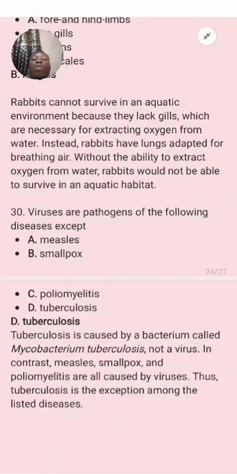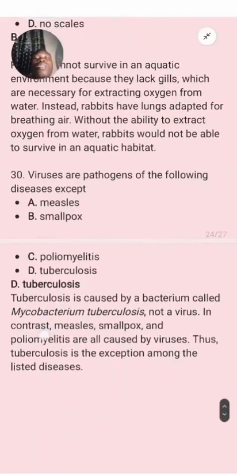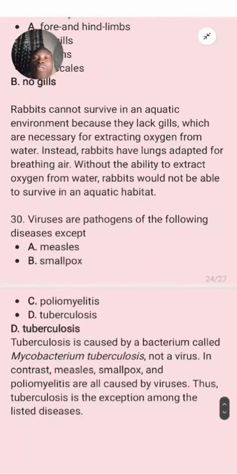Okay, so 30. Viruses are pathogens of the following diseases, except: viruses cause measles, they cause smallpox, and they cause poliomyelitis. So the only thing that is not caused by a virus here is tuberculosis. Tuberculosis is caused by a bacterium that is called Mycobacterium tuberculosis. It's not a virus. So that is that for this episode.